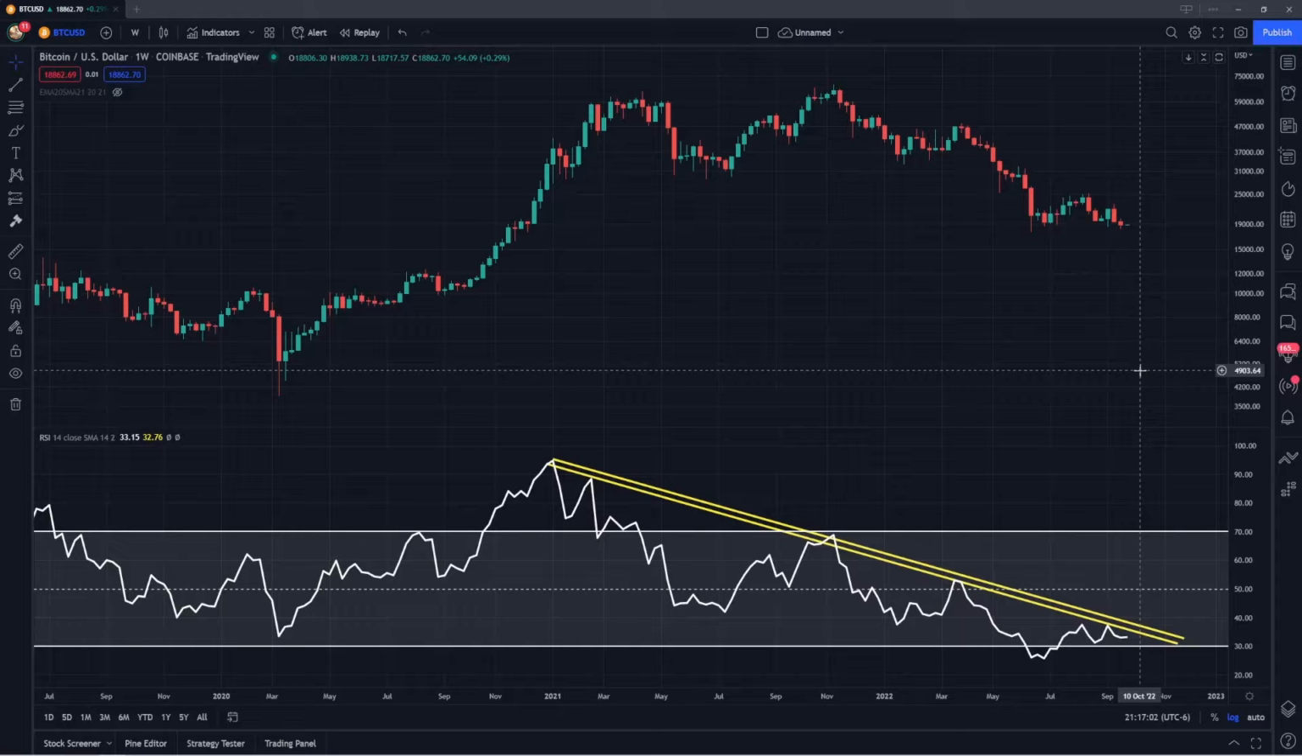Today I'm going to be providing a market analysis on Bitcoin, and I'll be specifically talking about the RSI, or Relative Strength Index, for Bitcoin on the weekly chart. I'm going to be covering the longer term RSI downtrend as well as the bullish divergence playing out here on the most recent weekly candle close.